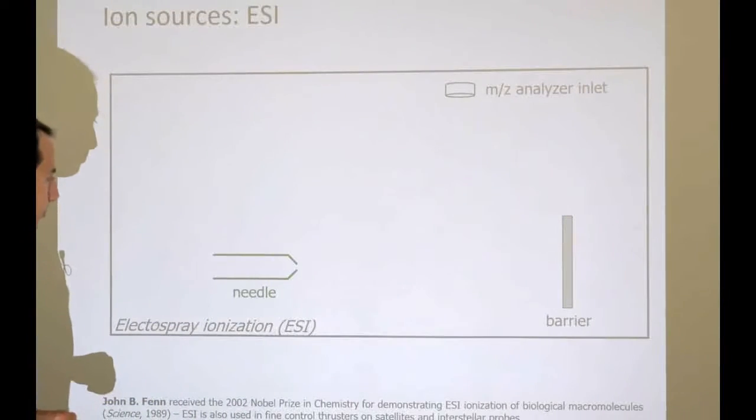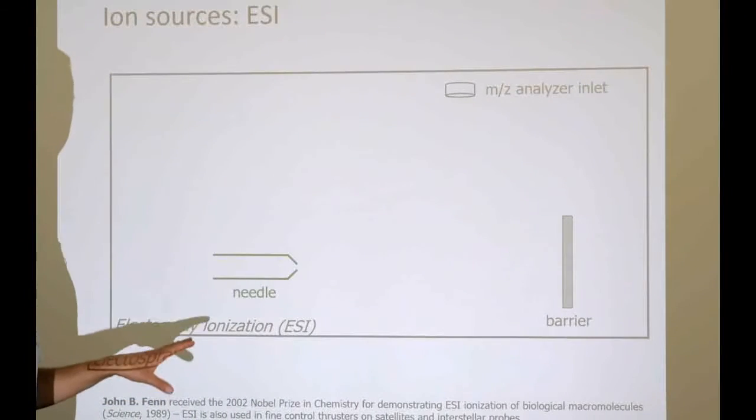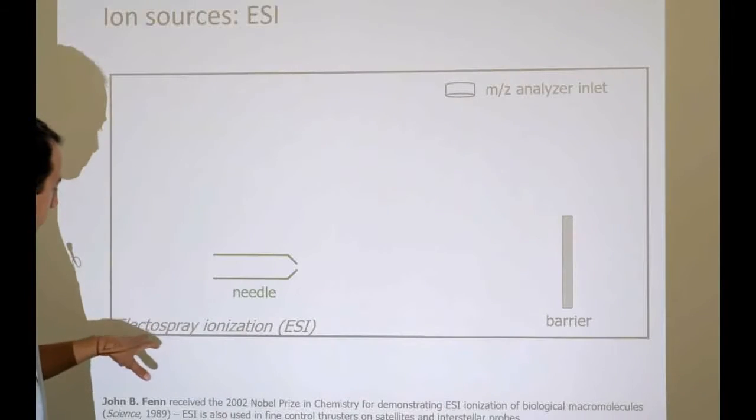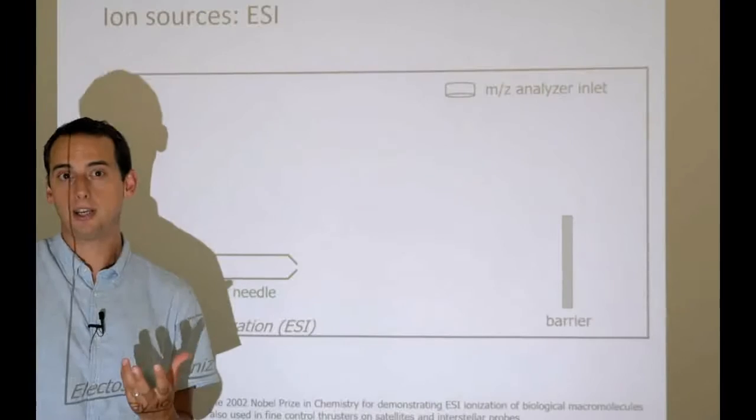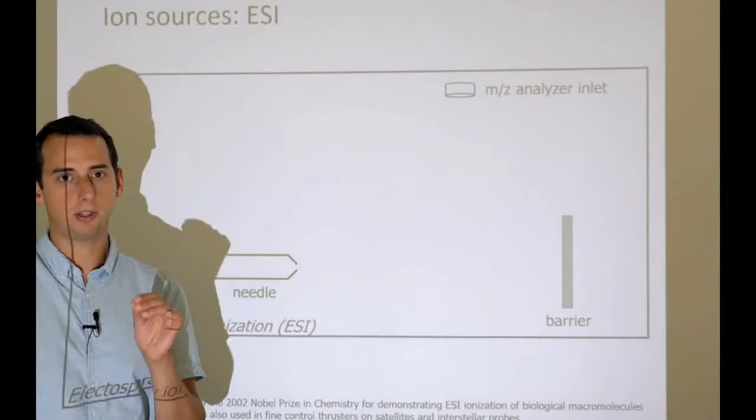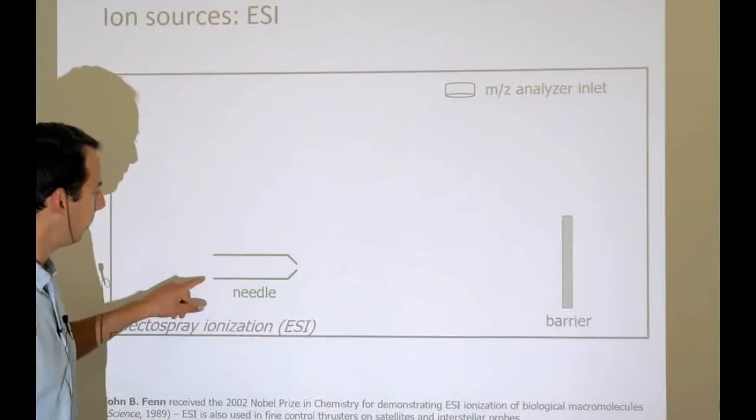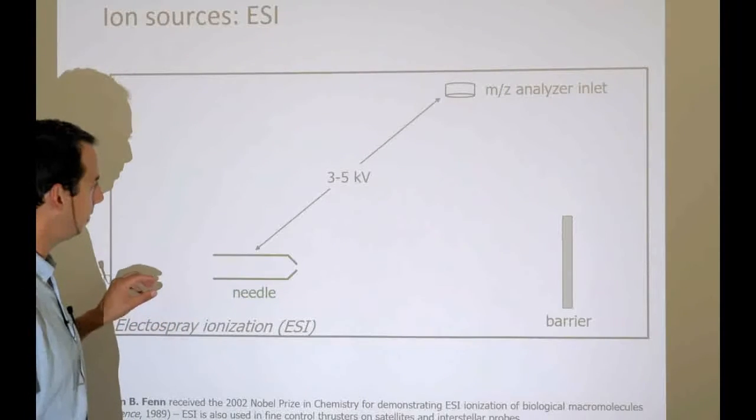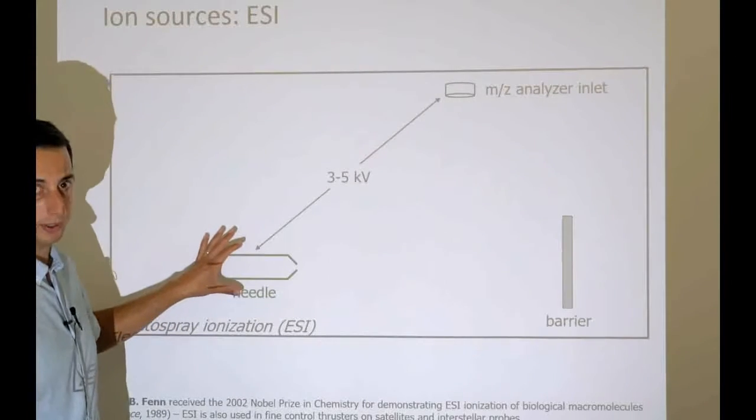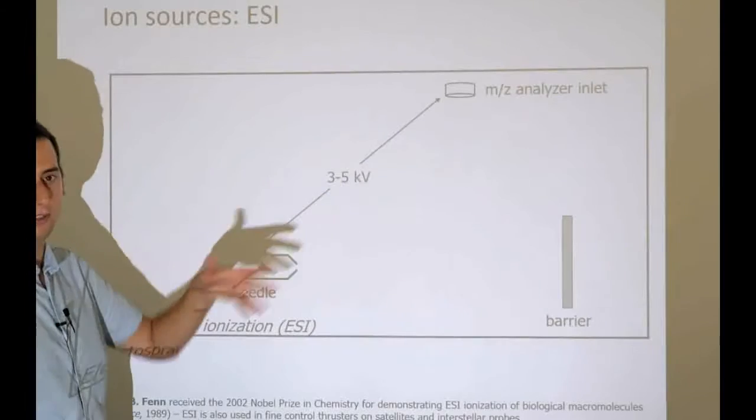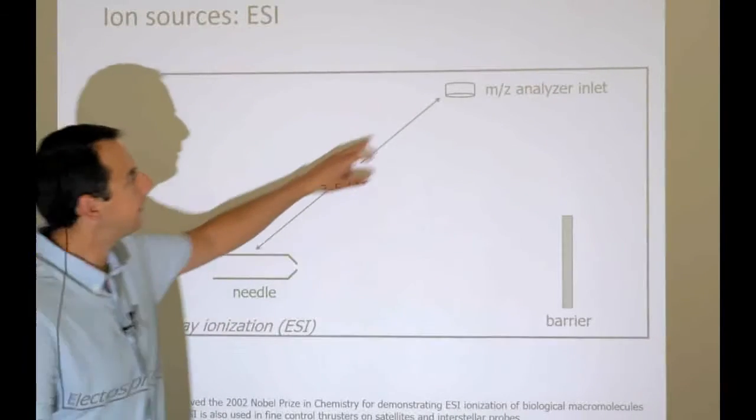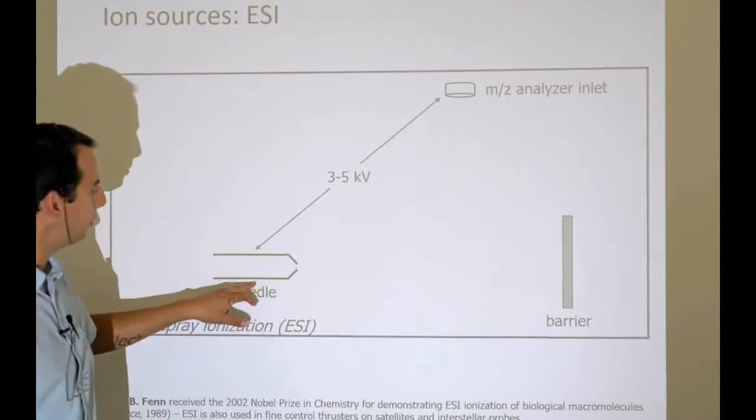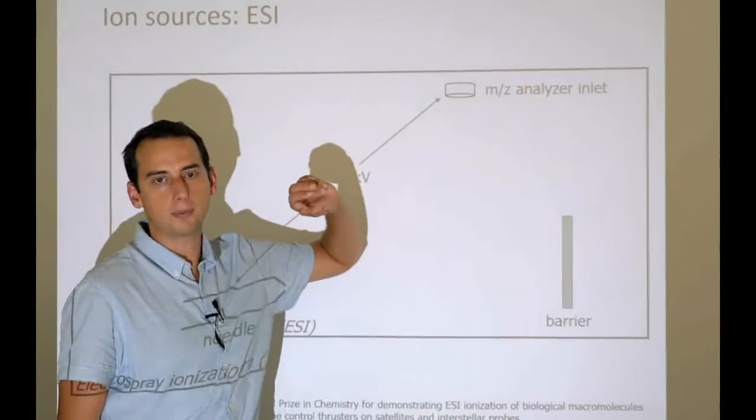How does this work, electrospray ionization? It's very different from MALDI in that it starts with a spray. And obviously a spray reminds you of a liquid. So we're not looking at a solid state here, we're looking at a liquid state. For that, we have a needle, and this needle is going to have a voltage applied to it. This voltage can be about 3 to 5,000 volts, so don't touch the needle, it can give you quite a sting. And that voltage is applied between the needle and the inlet of the mass spectrometer.